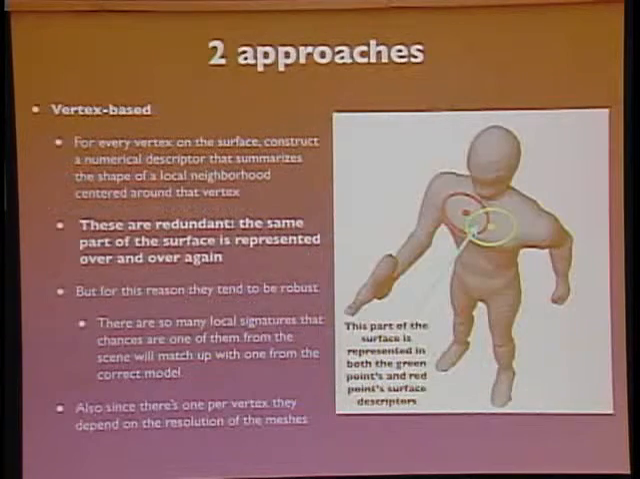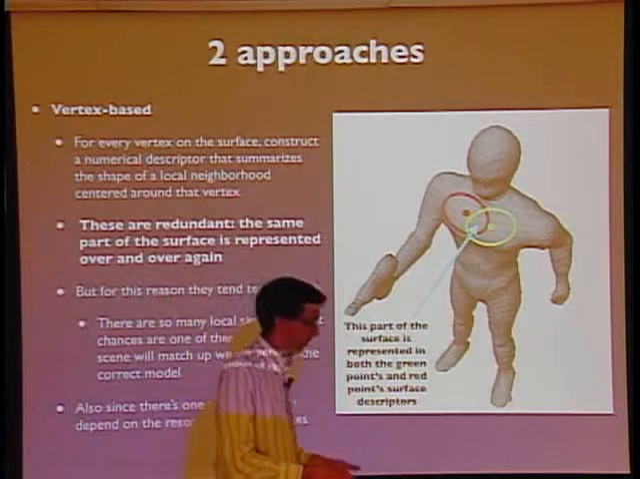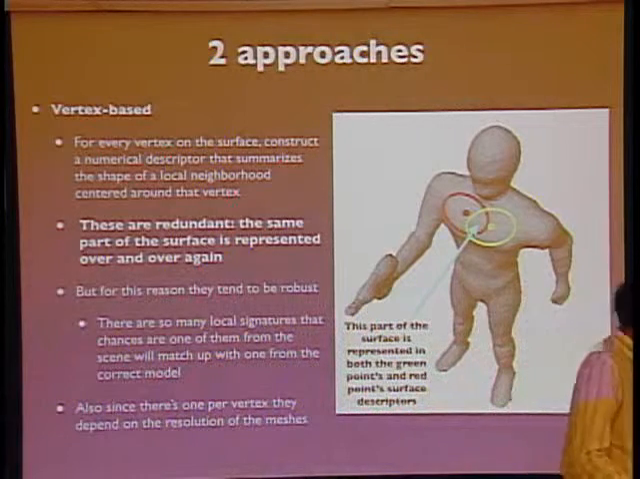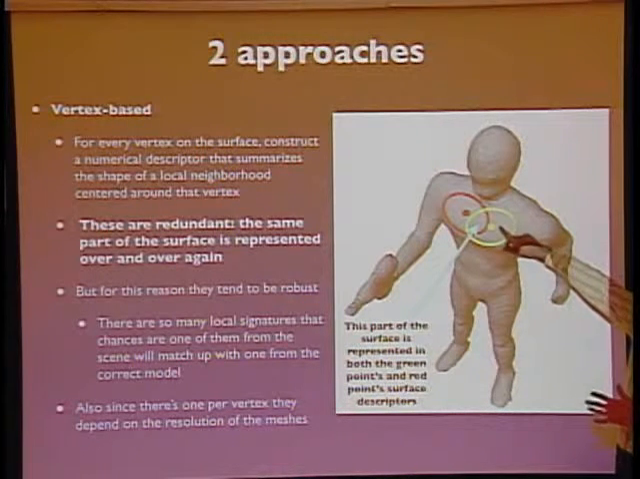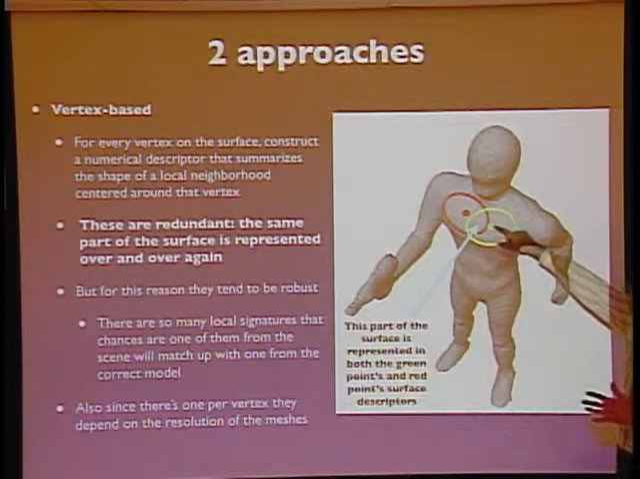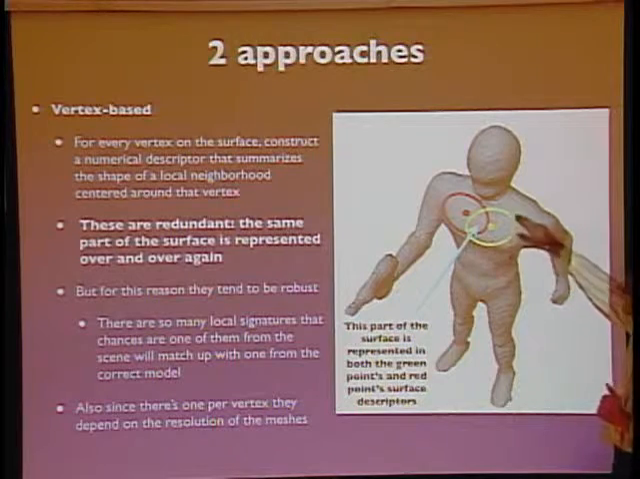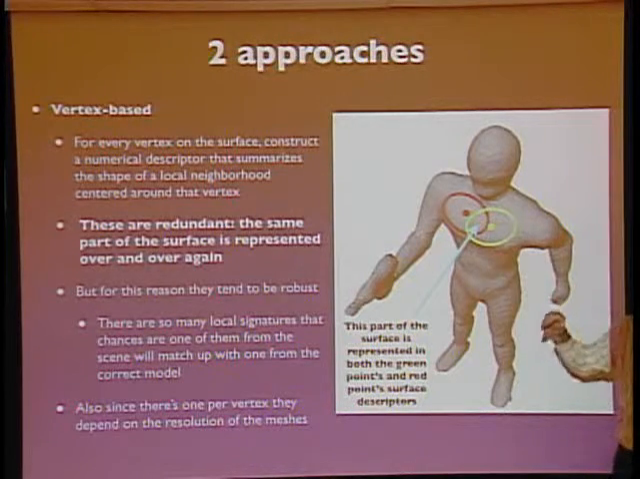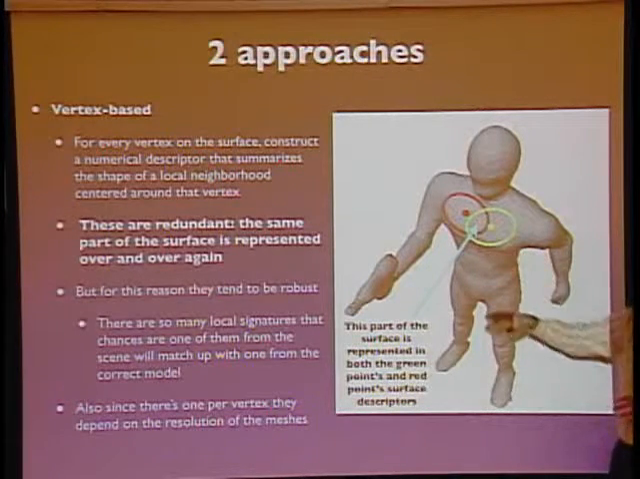So that's the downside of that approach. The other approach is called vertex-based, which takes the other route. Instead of representing the object in terms of non-overlapping parts, it represents the shape of the object highly redundantly in terms of a set of highly overlapping so-called parts. In particular, for each vertex on the object, it considers the shape of the neighborhood that surrounds it. So it would think of this green circle area as being one part of the object, and the red circle area as being another part of the object, even though they overlap with each other a lot.